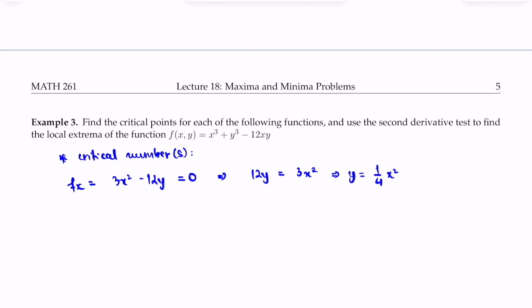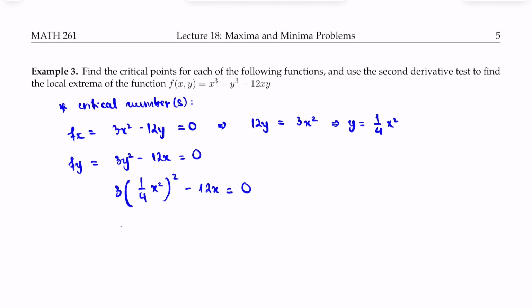Then we move on to the partial derivative of the function with respect to y. You have 3y squared minus 12x. Set this equal to 0. And from here, we're going to solve for the x value and y value. That is, you're going to substitute y equal to 1/4 x squared into this equation. And you get 3 times (1/4 x squared) all squared minus 12x equal to 0. That is 3 times 1/16 times x to the 4th minus 12x equal to 0.